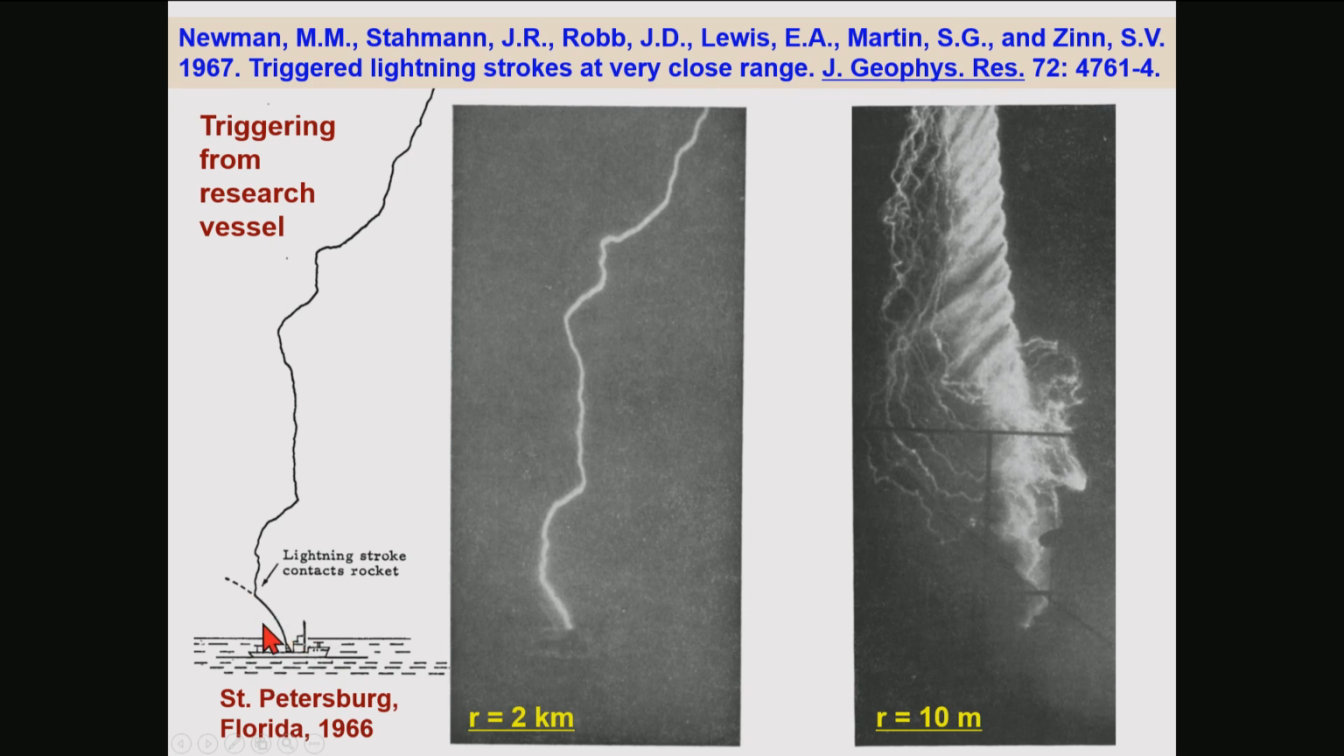And this portion of the channel, about 100 meters long, is the segment of the channel that was determined by the triggering wire. And as you can see, it's a very small fraction of the overall channel length, which is of the order of kilometers. And the right panel is just a close-up view of rocket triggered lightning, and at distances of the order of tens of meters, you can see lightning channel swept by wind blowing from right to left in this case.